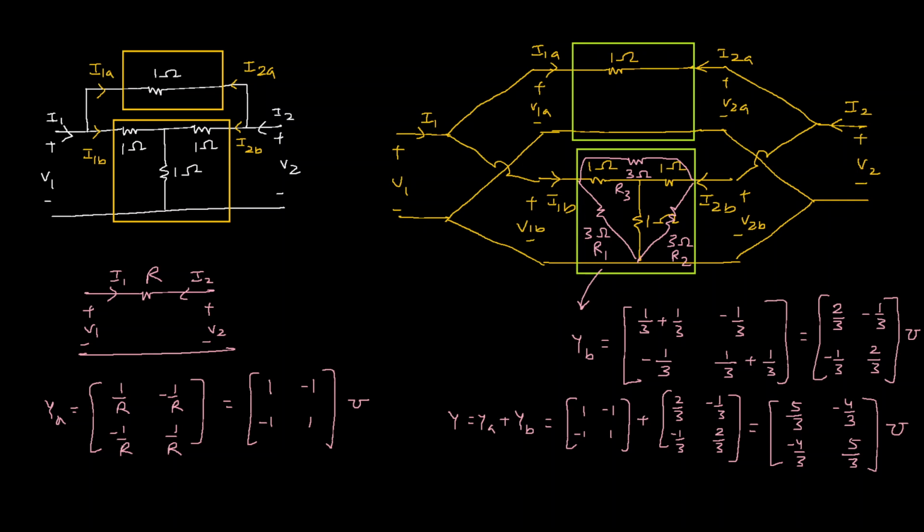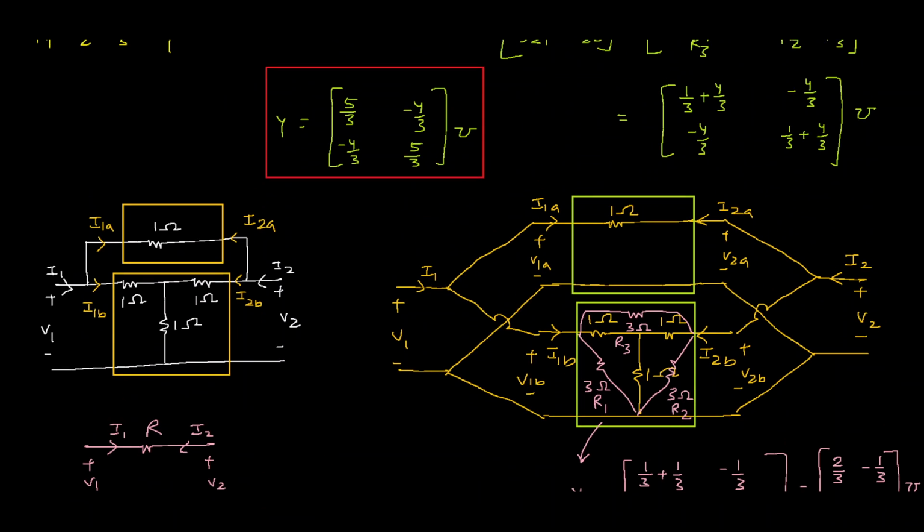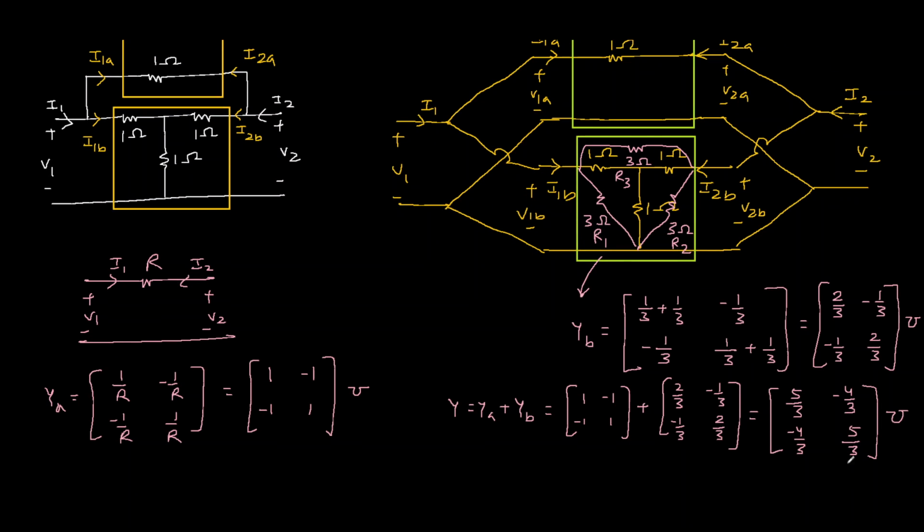So by the two methods, we are getting the same results. 5 by 3, minus 4 by 3, minus 4 by 3 and 5 by 3. Here also 5 by 3, minus 4 by 3, minus 4 by 3 and 5 by 3. So that's how we do the analysis of two-port networks connected in parallel connection.